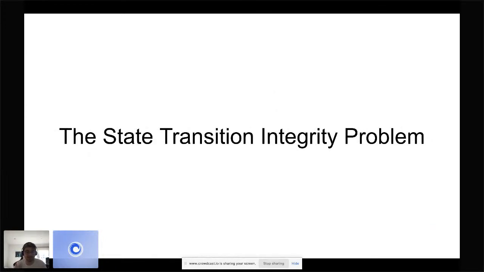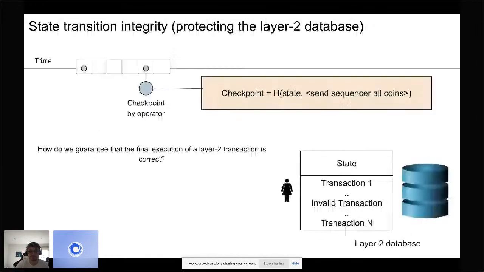So what about the state transition integrity problem? What does this mean? Well, this is all about protecting the layer 2 database and its integrity.